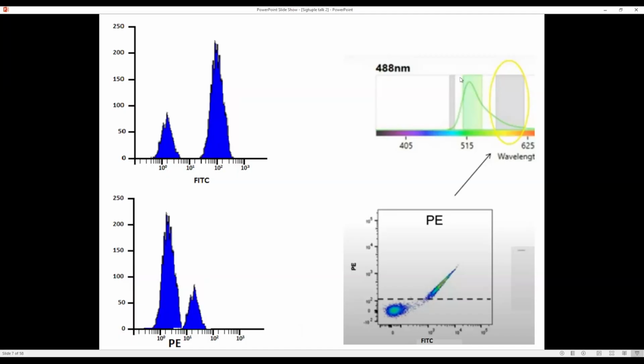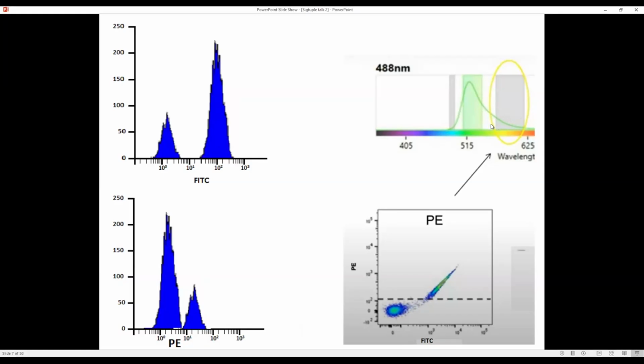So actually, this is the FITC channel, which detects light of FITC, which is ideal, correct? But you can see that some amount of FITC light is also entering into the adjacent detector, which is the PE detector, right? This is called spillover.